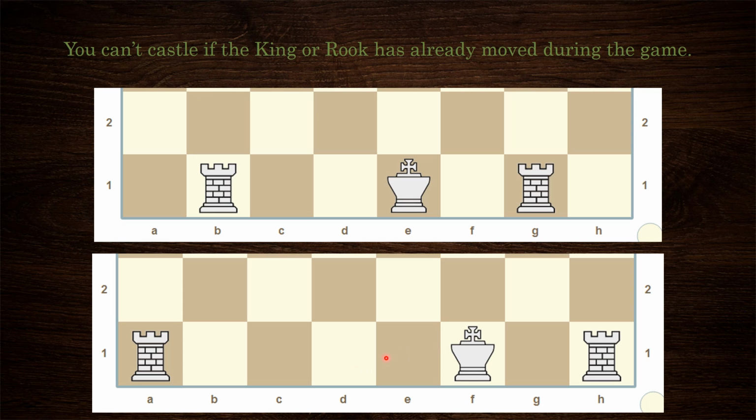In this scenario, the king has moved. The king is not on his home square, so he would not be able to castle. So an important thing to note is even if the king moves, let's say the king moved here and moves back to E, he still can't castle because it's not his first time to move. Even though he goes back to his home square, he still can't castle because he's moved before.